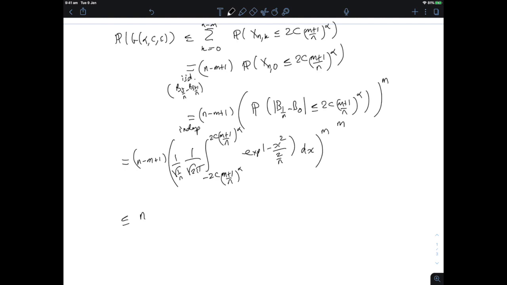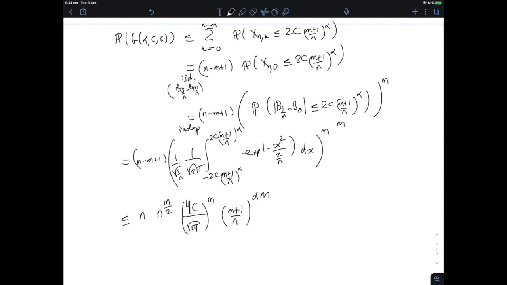And then what do I get? I get the square root of n that is raised to the power m. So I get an n to the power m over 2. Fair enough. And then I get some constants. So I get 1 upon square root of 2 pi raised to the power m. I get 4c, that's also going to be raised to the power m. And then I get m plus 1 divided by n to the power alpha m.